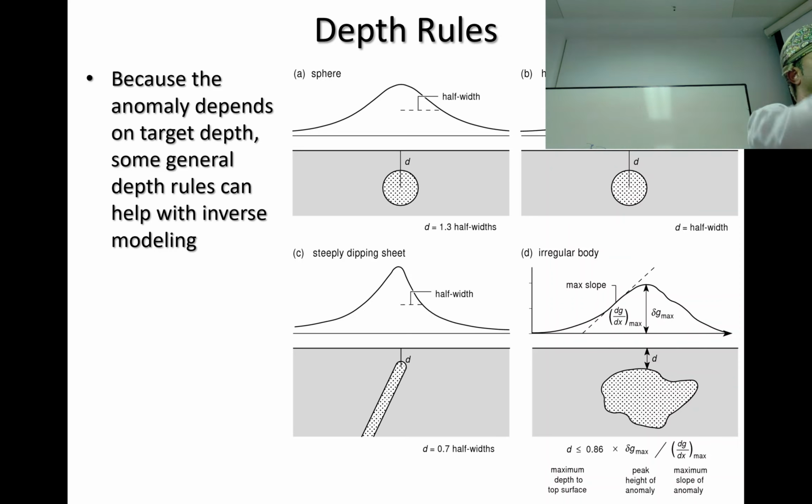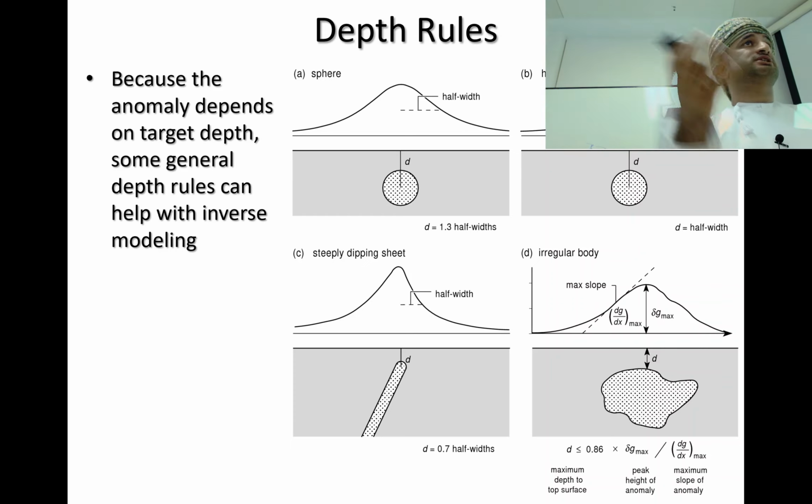So a dipping sheet, what could be a dipping sheet? A dike. A dike could be a dipping sheet. What could be a cylinder? A tunnel, maybe, a horizontal tunnel. What could be a sphere? A cavity, probably. You know what a cavity is? Or it could be a gold mine. You assume it's a body, yes, that's what I say.